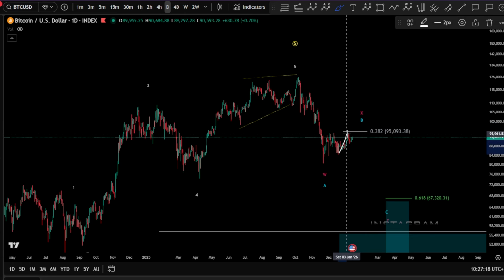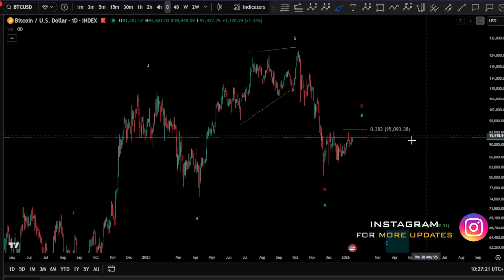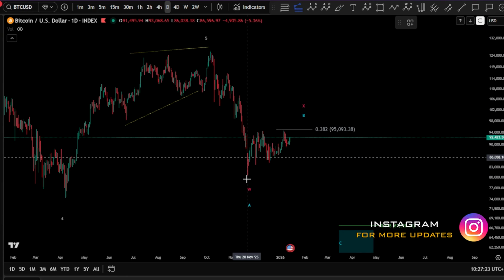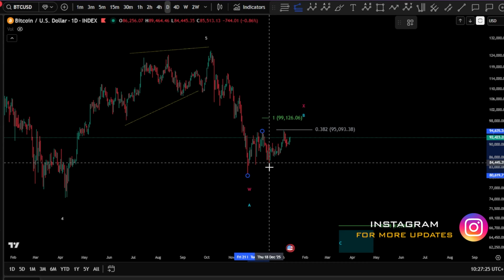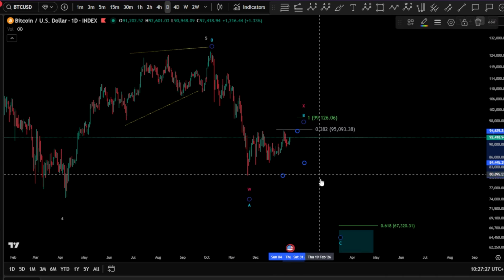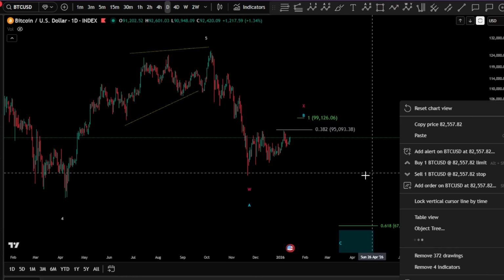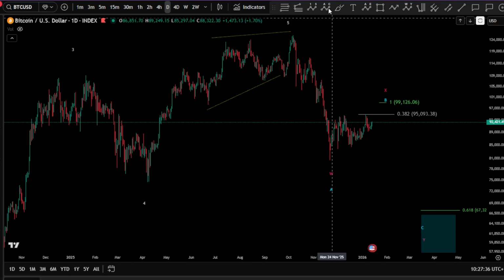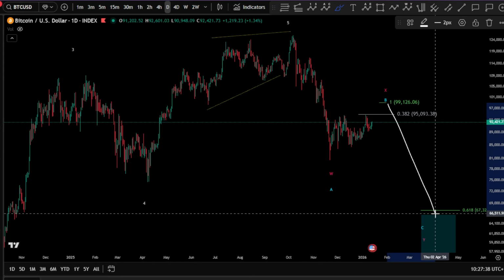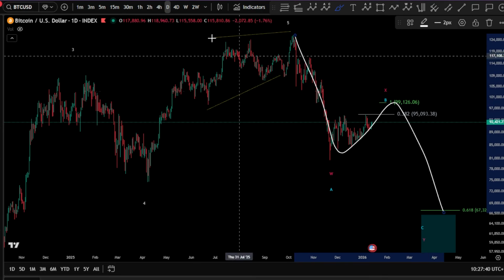Now, in case we are in a diagonal 1, 2, 3, 4, 5, you want to reach here the 1 to 1 fib level taken from the wave A based on the wave B. And we want to reach $99,126, which can be your wave B. And then we drop down in a wave C, meaning 3 waves toward the downside.